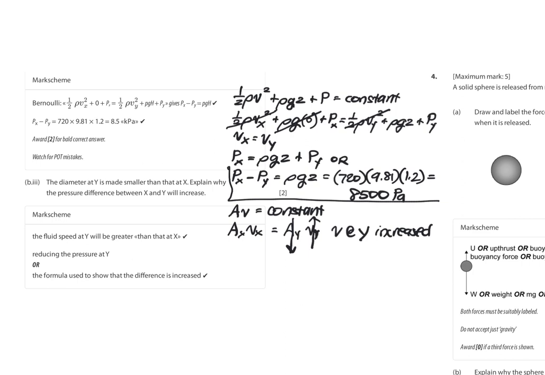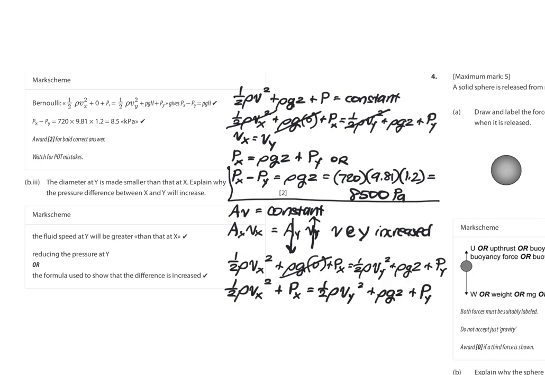And so if we go back to Bernoulli, now the velocities are not equal to each other, and we have an increase in the y velocity, which also, keep in mind, the y velocity is squared, so any increase in the y velocity is going to be significant relative to the x velocity at the beginning of the pipe. And if that's an increase in the y velocity, then that means this portion is going to increase. That portion plus the rho gz is going to increase.